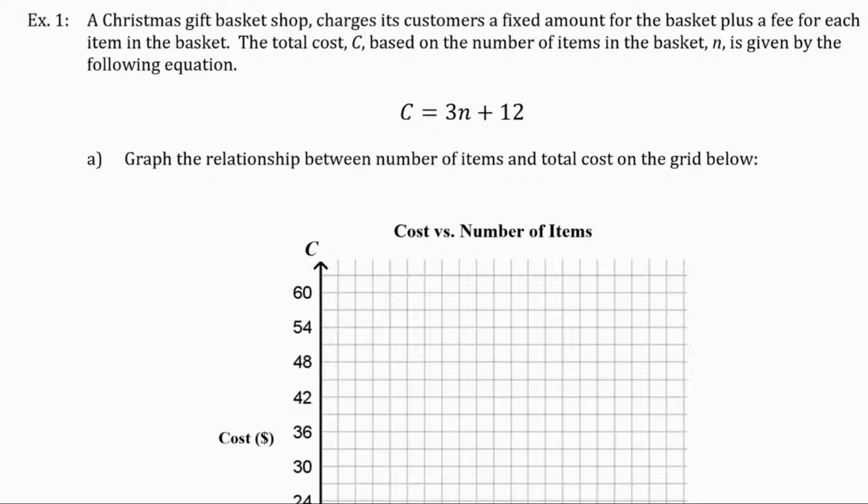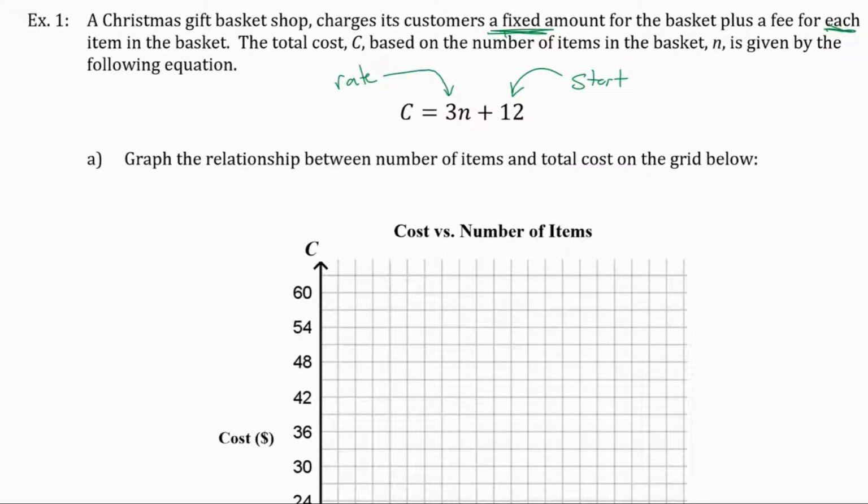But anyway, now that we've established that that's what we're talking about, let's think about this. When I look at this equation, as we've talked about, there are two important things. We have the start, which is the number all by itself, and we have the rate or the change, which is the 3, not 3n, but 3, the number that's beside and being multiplied by the variable. And when I go back up and read the question again, there's a fixed amount for the basket plus a fee for each item.